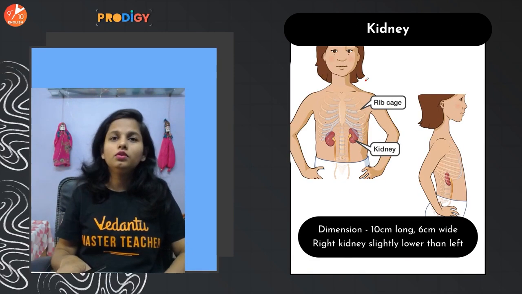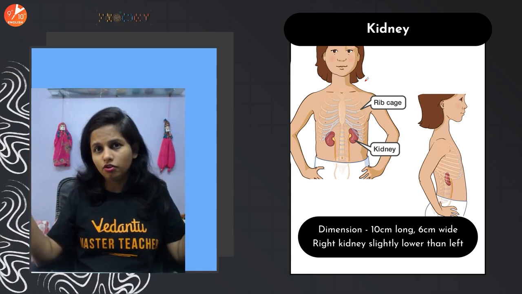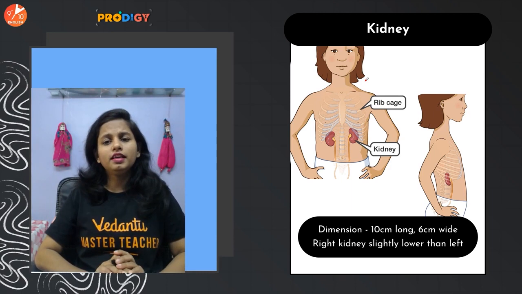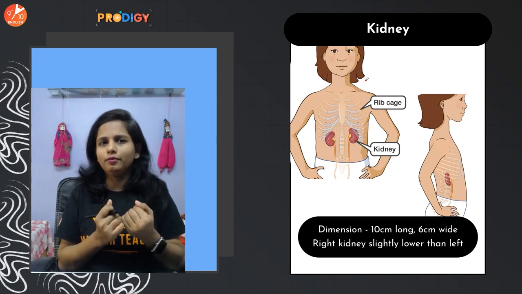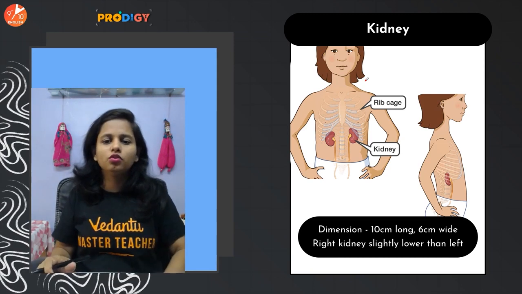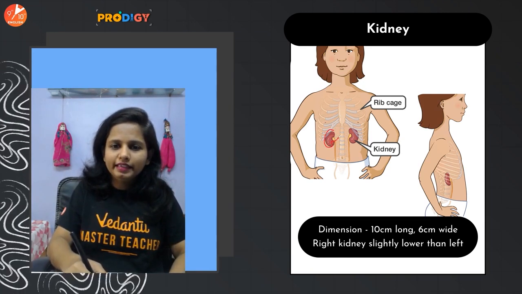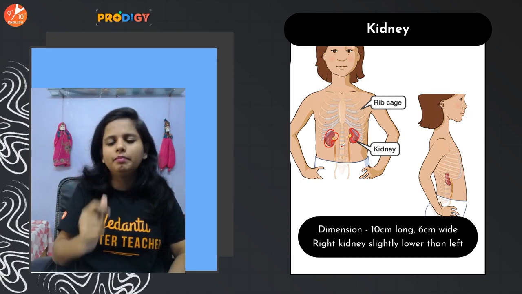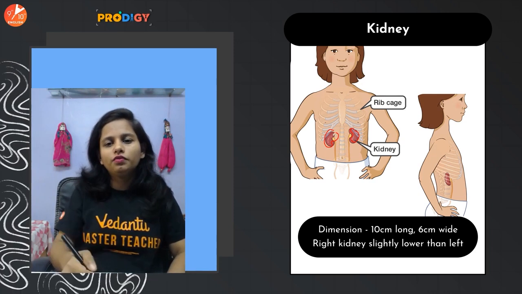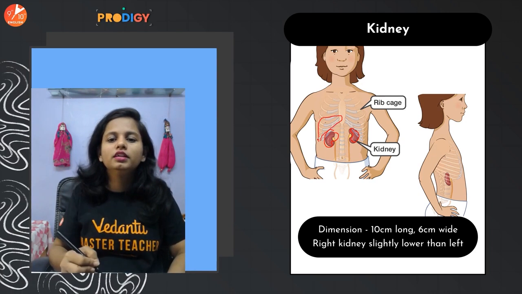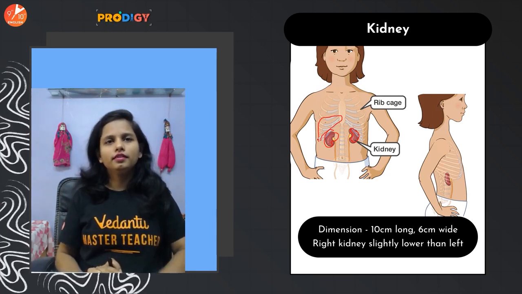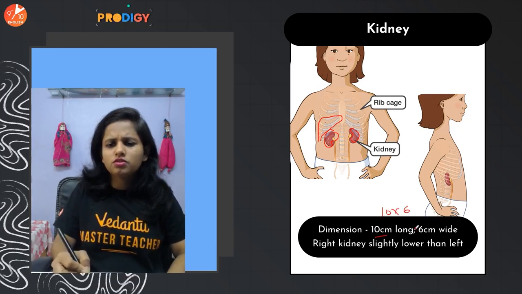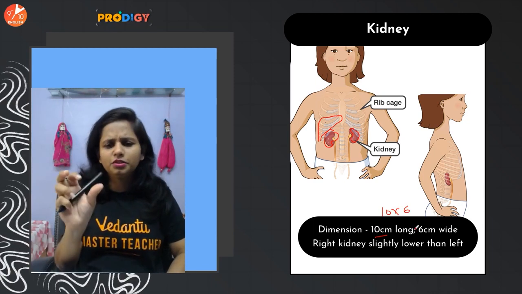Now let us understand the chief excretory organs, that is kidneys, in detail. Where exactly are they located in our body? Kidneys are located at the lower back side of the abdomen on either side of the vertebral column. If you see, this is the right kidney and this is the left kidney. The right kidney is placed slightly lower as compared to the left kidney. You know why? It's because of the presence of the largest gland of the body, the liver, over here, which pushes the kidney towards the downside. The dimension is 10 into 6, that is 10 centimeters in length and 6 centimeters wide.